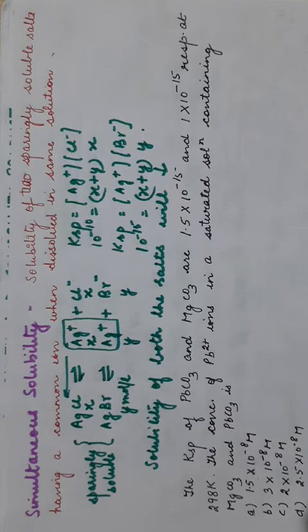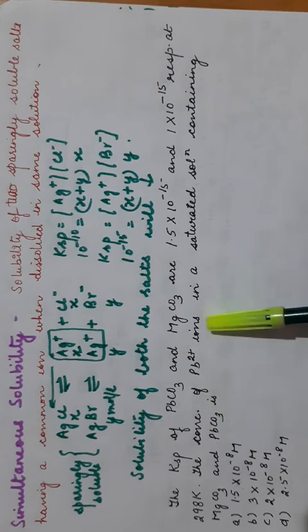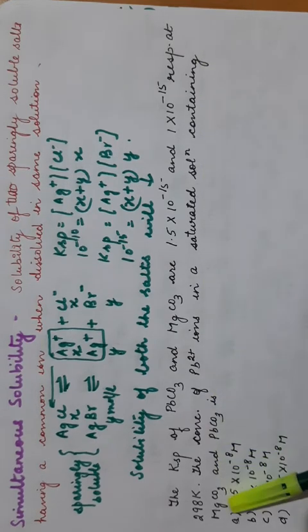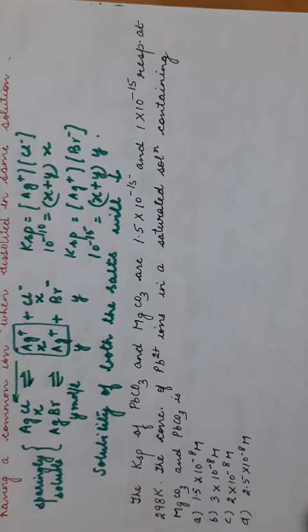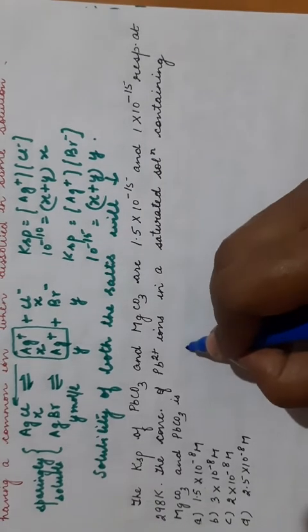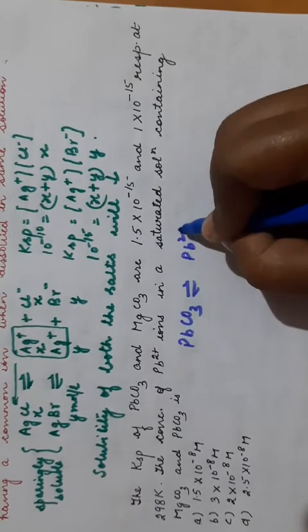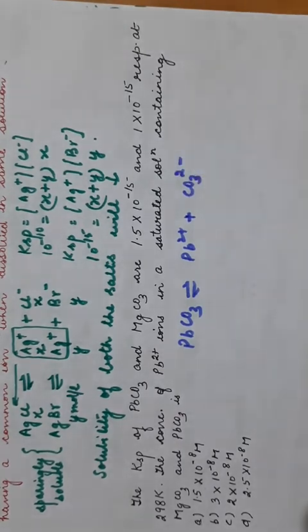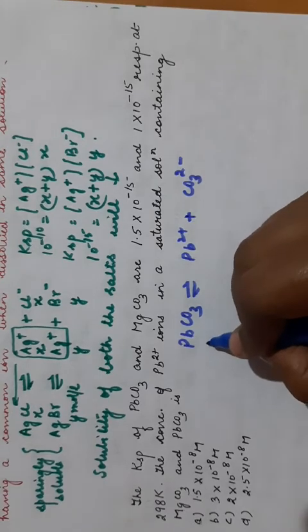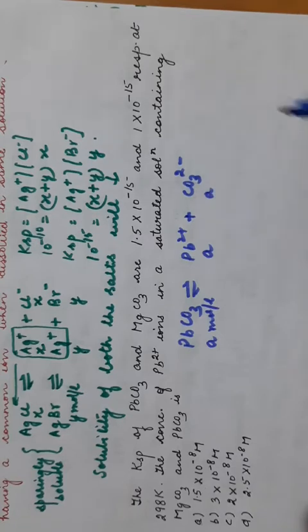Now let's solve one question based on this. Ksp of lead carbonate and magnesium carbonate are given. Find the concentration of lead ions in a saturated solution containing MgCO3 and PbCO3. So we have to calculate the lead concentration. Let us calculate this. You have PbCO3. It will give Pb2 plus ions and carbonate ion CO3 2 minus. Suppose the solubility of PbCO3 is A mole per liter. So it will give A moles of lead and A moles of carbonate.